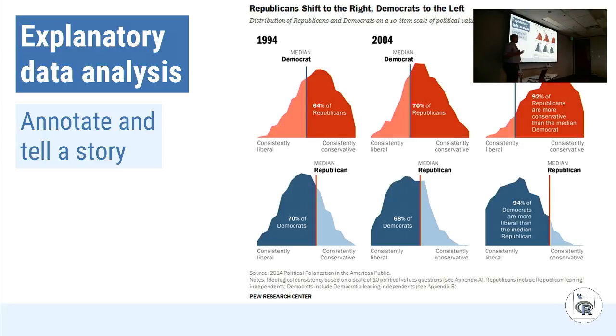You see this all the time. Pew is really good at this. Washington Post is good at this. 538 exists because of this, and Vox exists because of this. Again, these are just 6 density plots, but they've shaded them differently, and they have all sorts of annotations there, so it tells a story of the partisan shift in Congress since 1994.